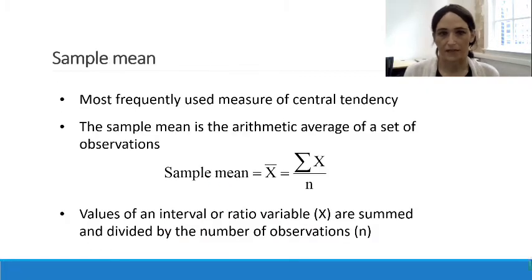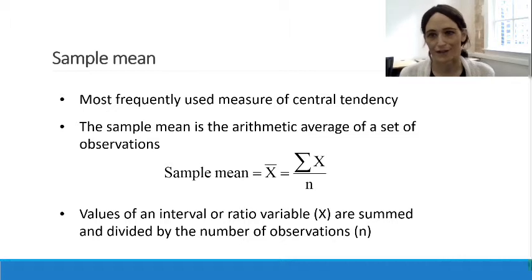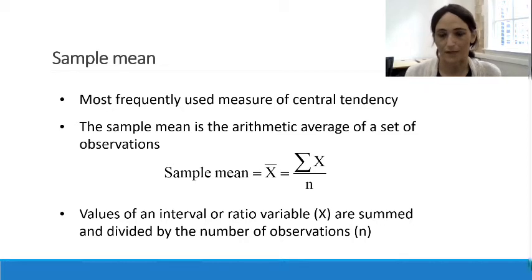Starting with the sample mean, it's the most frequently used measure of central tendency. You've all calculated means before. Mean is just the same as the average of a set of observations. It looks a little scary here, it looks like a big formula, but basically what this is saying is that the sum of our observations on some variable x, or something that we're measuring, x, is the sum of those values divided by the number of observations, and that gives us our sample mean.